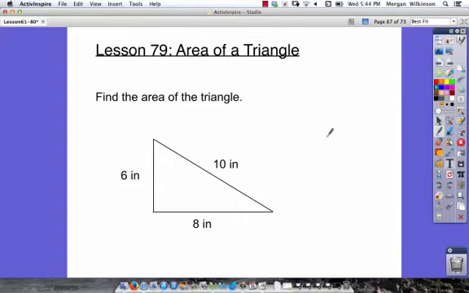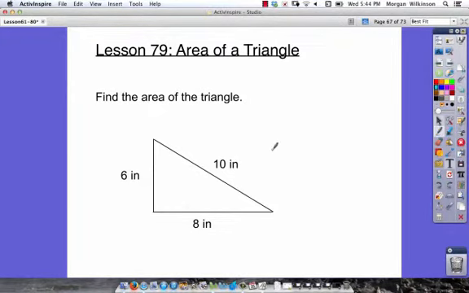Lesson 79 is about area of a triangle. We know area is just telling us how many square units we have within a shape. So if we want to find the area of the triangle we have below, we're going to have to look at how many units we can have, and in this case it's square inches, within the middle of this shape.